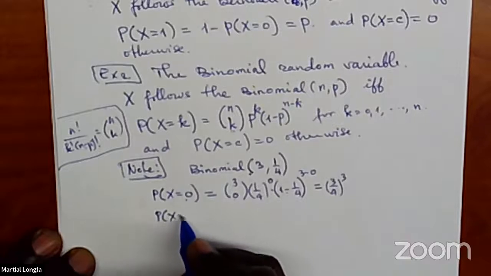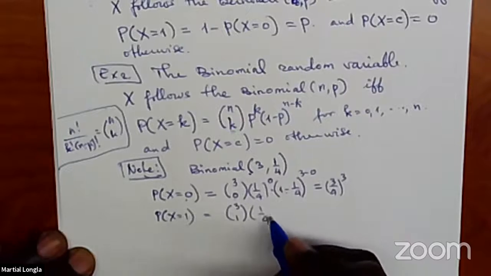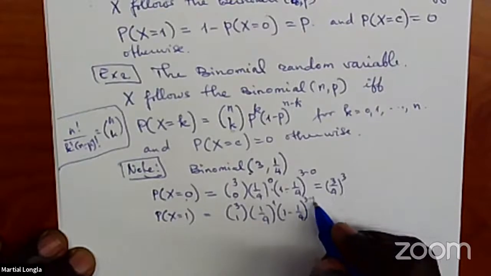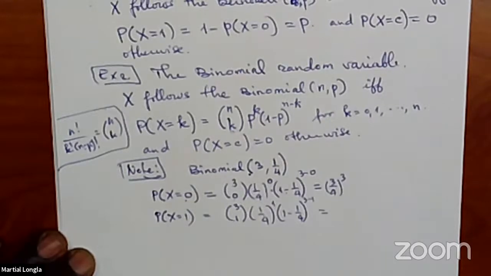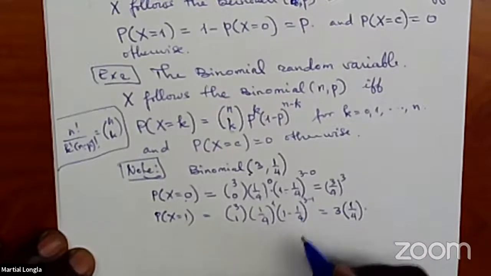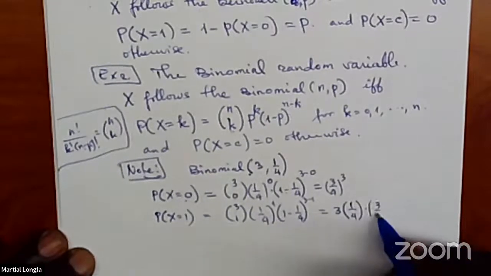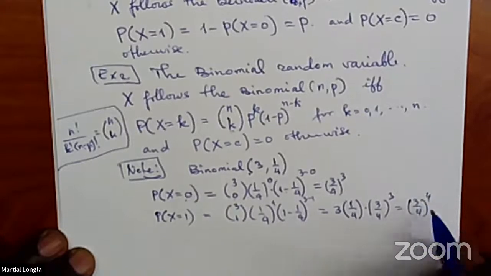Probability that x equals 1 is choose 1 out of 3, then take 1/4 to the power 1, 1 minus 1/4 to the power 3 minus 1. Choose 1 out of 3. There are 3 ways to choose one thing out of 3. So that is 3 times 1/4 to the power 1, that's 1/4, times 1 minus 1/4, that's 3/4 squared. So the answer is 27/64.